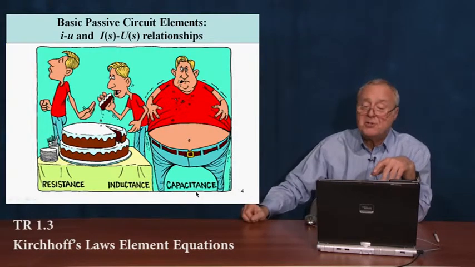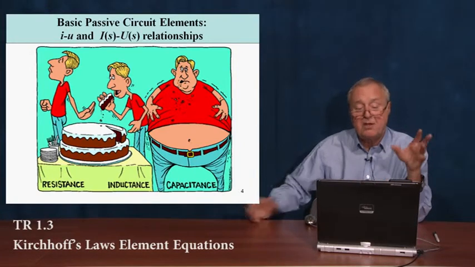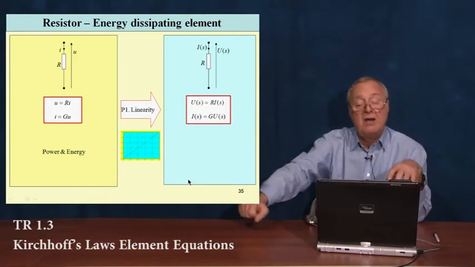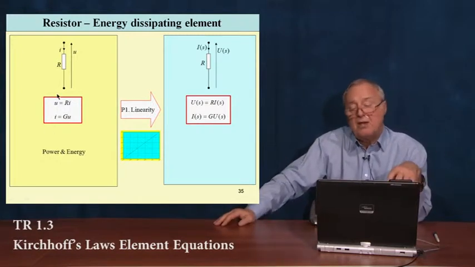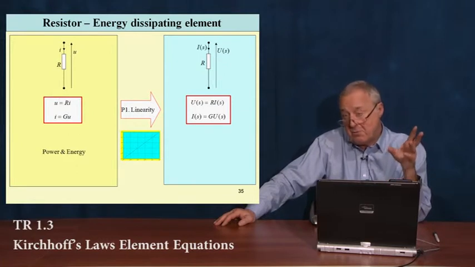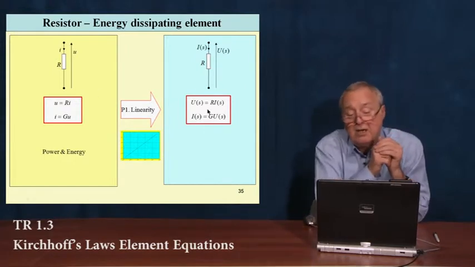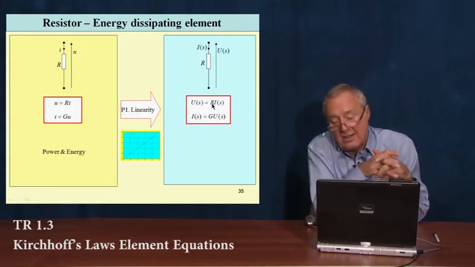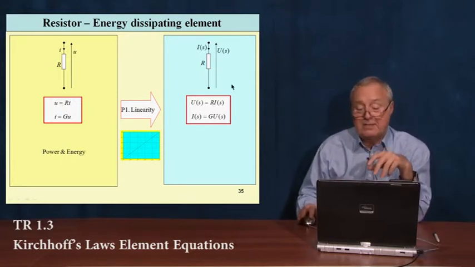Now, I-U relationships transferred from time domain to Laplace domain for these three basic elements: resistance, inductance, and capacitance. So let's start with resistance. At the left we have the time domain relationships with a constant of proportionality R between current and voltage. Using the property of linearity, we may find these equations in Laplace domain. Multiplication by a constant corresponds to multiplication by the same constant in Laplace domain. And this is the same resistor expressed in Laplace domain.